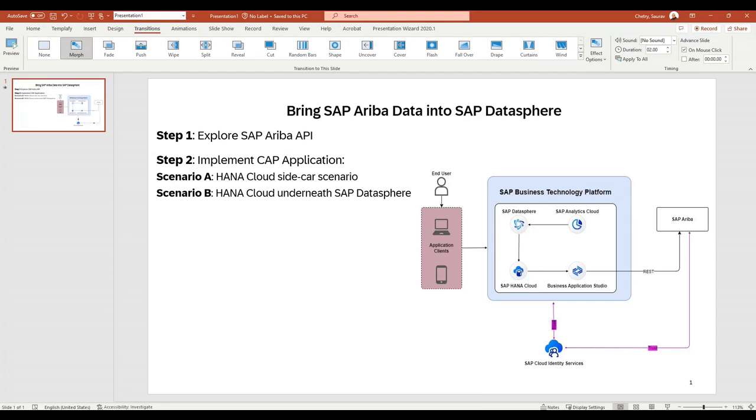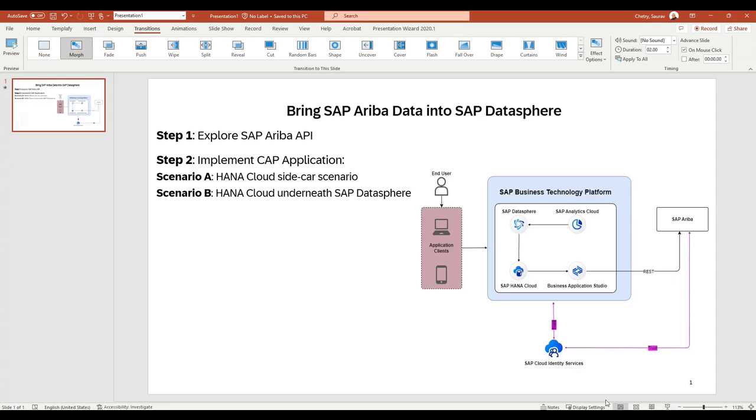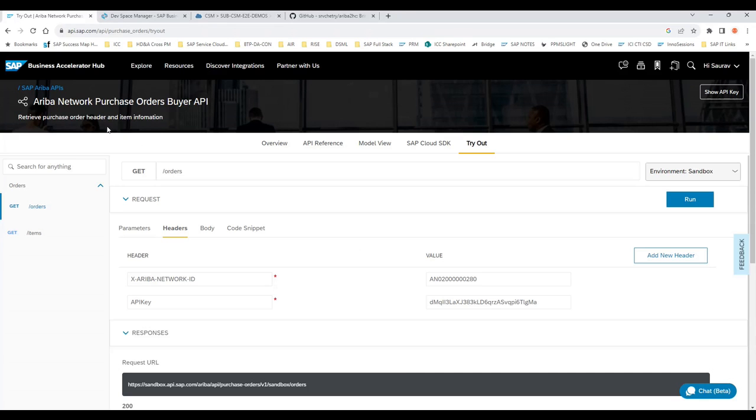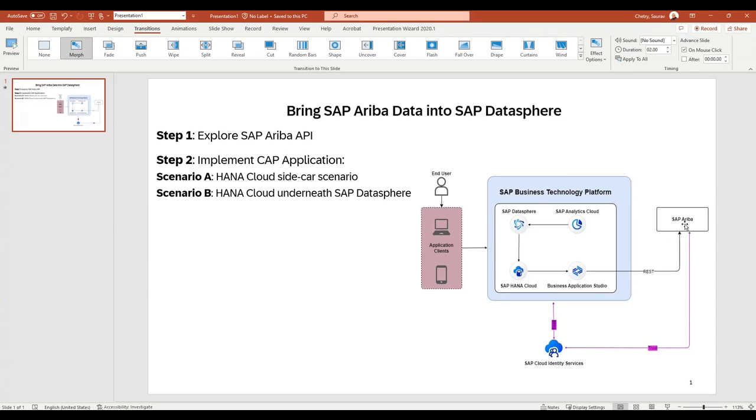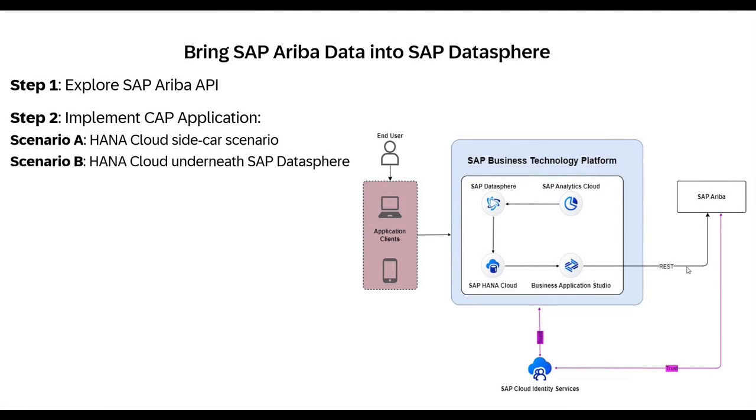Okay, now let's go back to the presentation. Briefly, a brief about how the solution overview looks like. We have SAP Ariba, and we are utilizing the REST API for Ariba Business Network Purchase Order Buyer API that we just saw. This RESTful API is consumed within the CAP application running in the Business Application Studio.